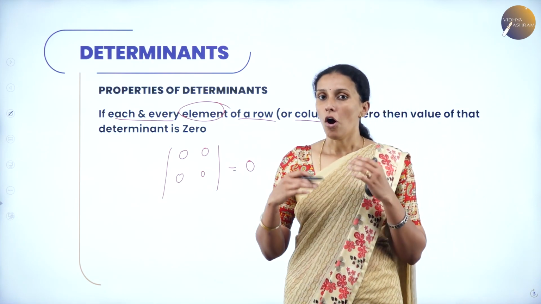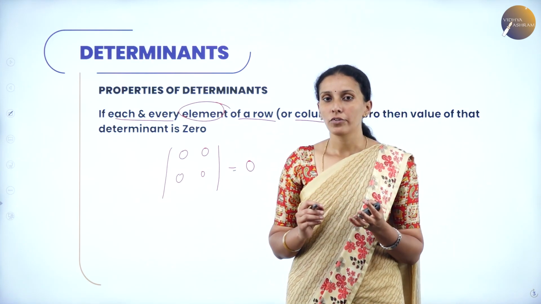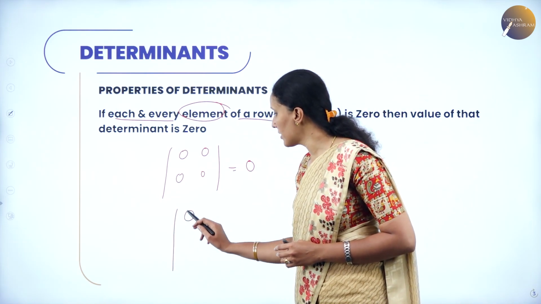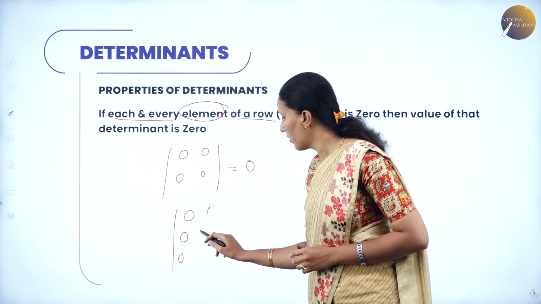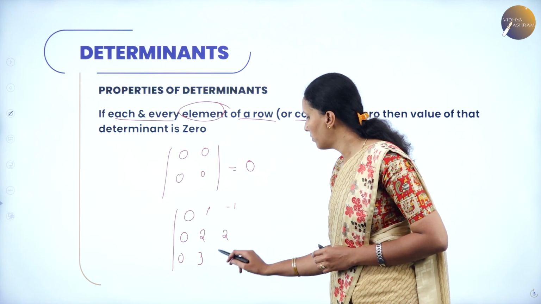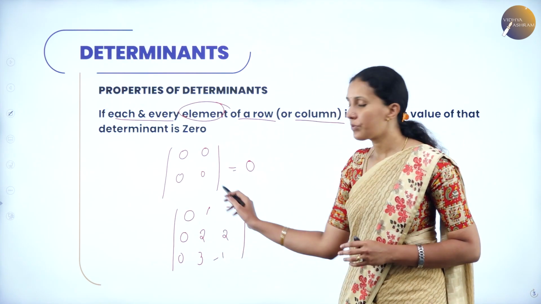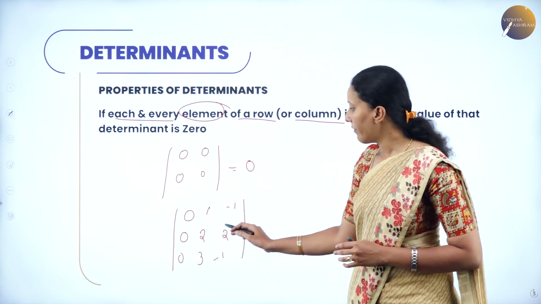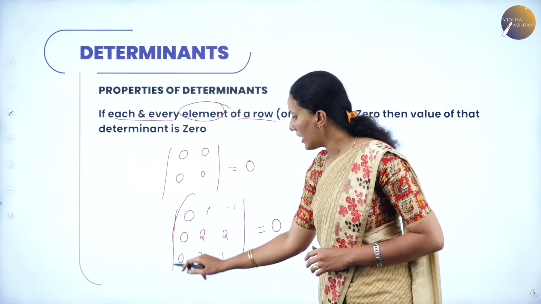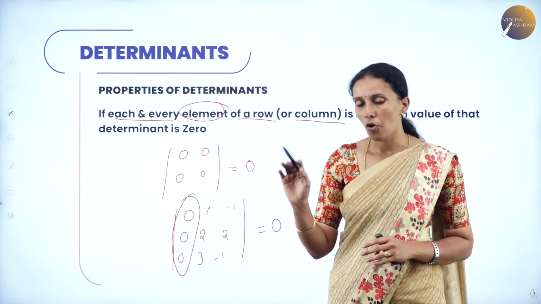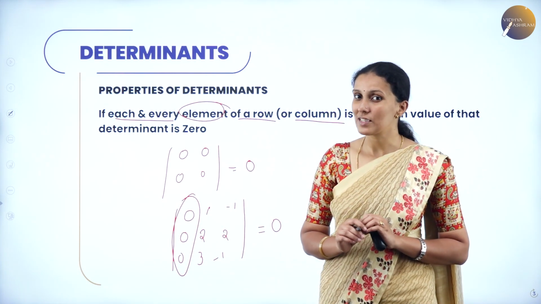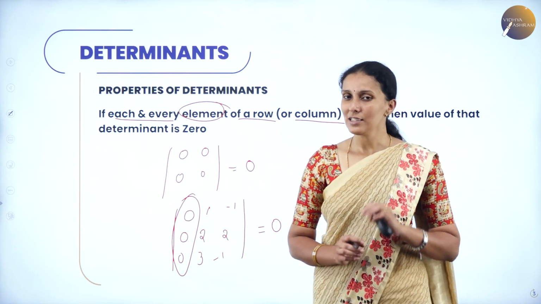If any of the rows or any of the columns is also 0, suppose you have a matrix like this: 0, 0, 0, 1, 2, 3 and -1, 2, -1. So this is the matrix which we have written in the form of a determinant. What is the value of this determinant? It is also 0. So if any one column or any one row of the determinant is 0, or if all the elements of that particular matrix are 0, then the value of the determinant is 0.